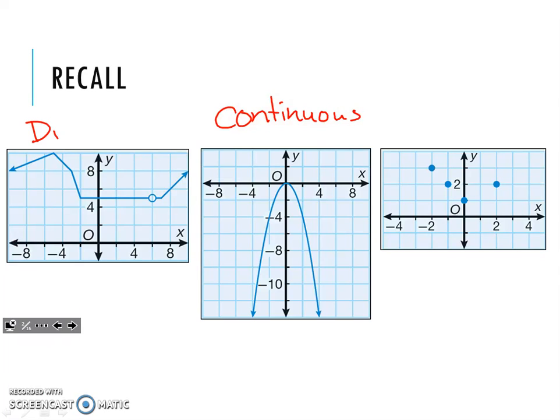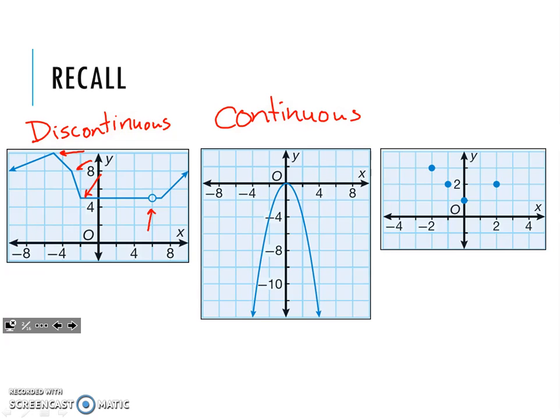Next, we had our discontinuous function. Discontinuous functions had some sort of break in it, like a gap. They also could have sharp edges. We've just talked about piecewise functions. Piecewise functions are usually the ones that cause those sharp edges there.